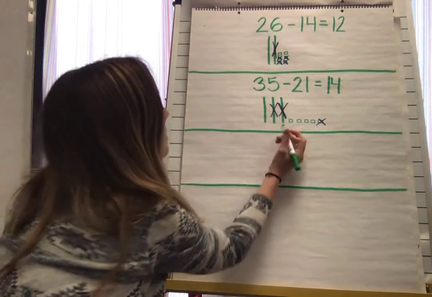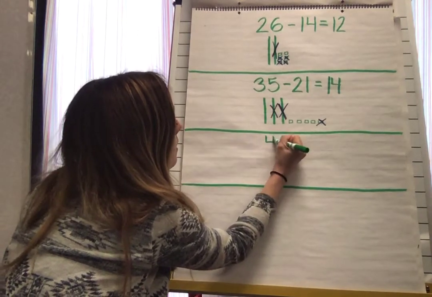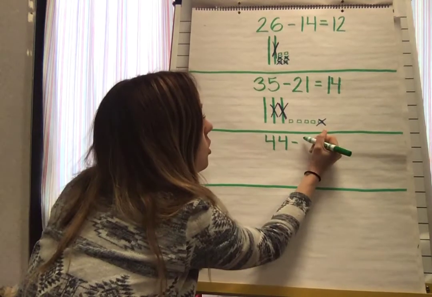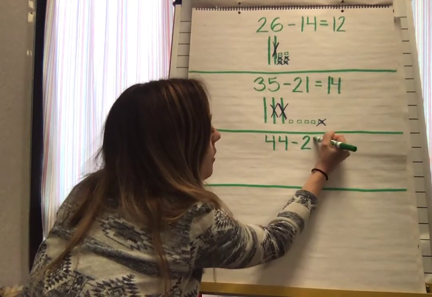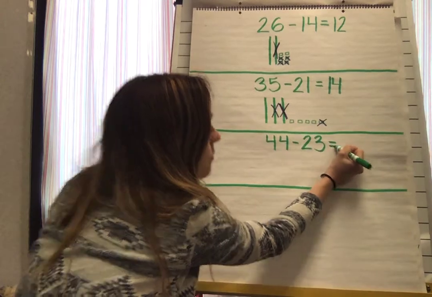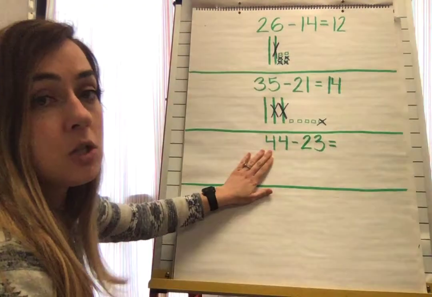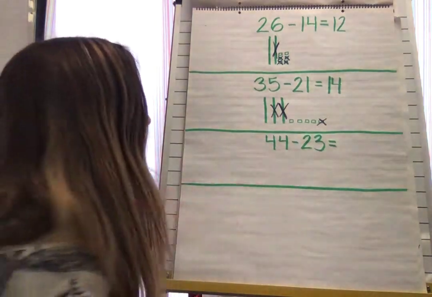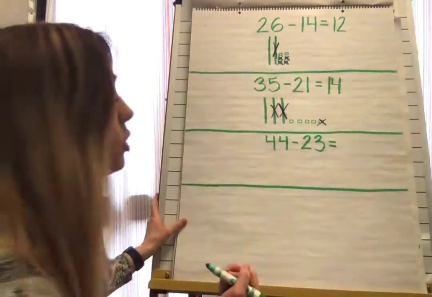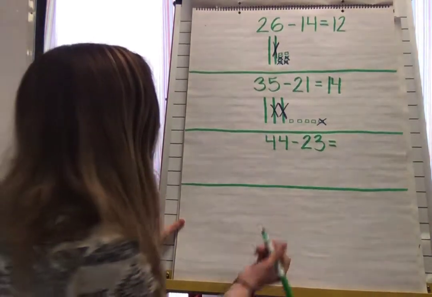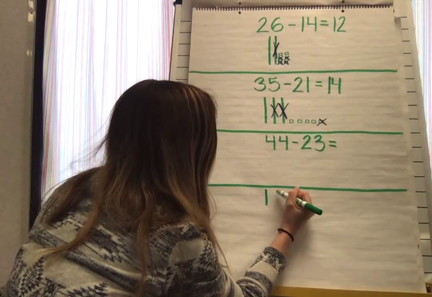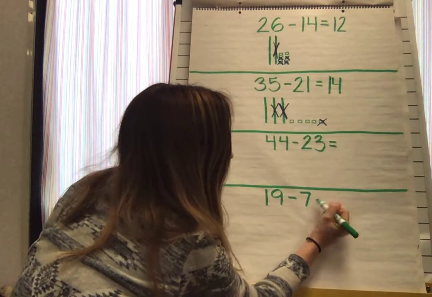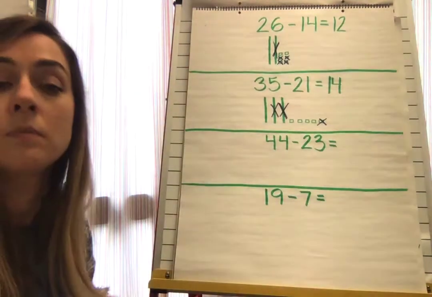All right, so the first one I want you to do by yourself is I want you to tell me what 44 minus 23 equals. Okay, so that's the first one you're going to do all by yourself. Then, after you do that, I want you to solve or tell me, show me, using base 10 blocks, what 19 minus 7 equals. Okay?